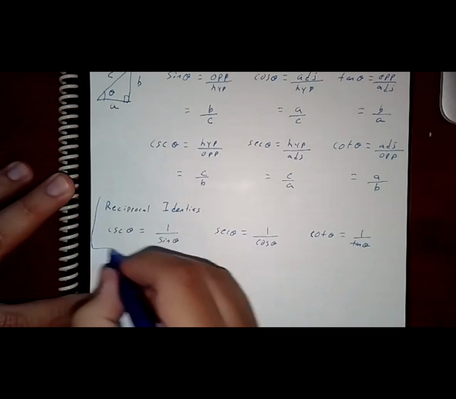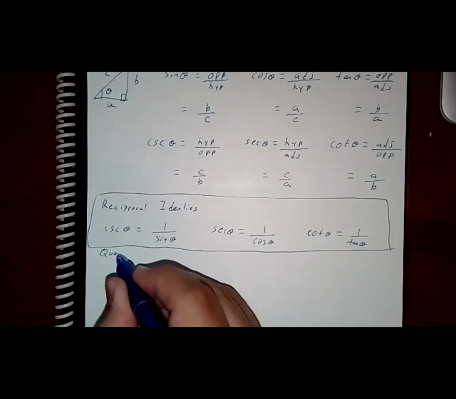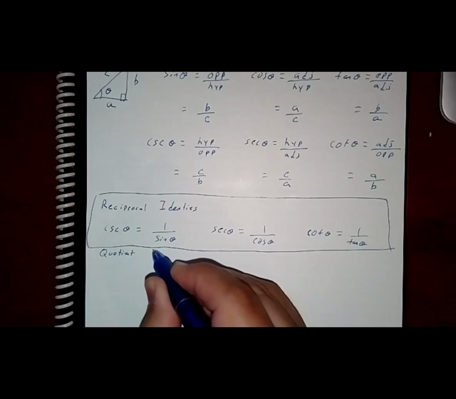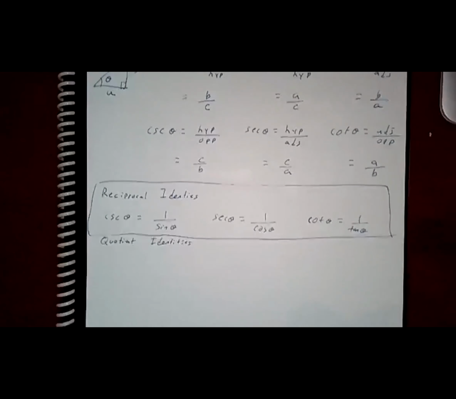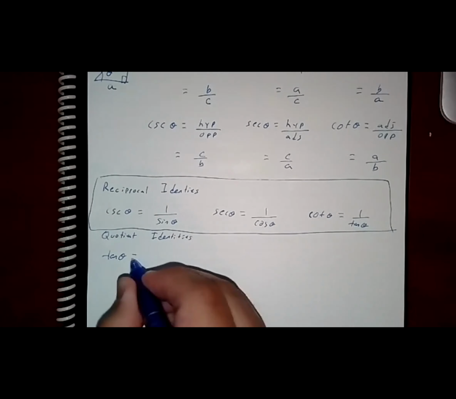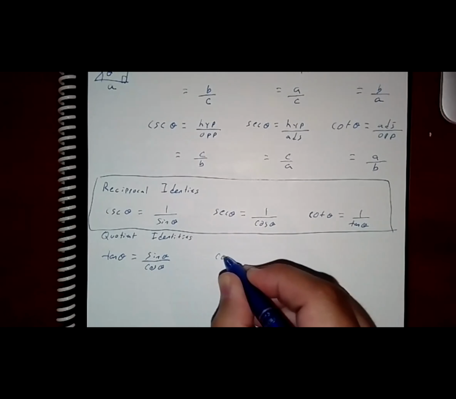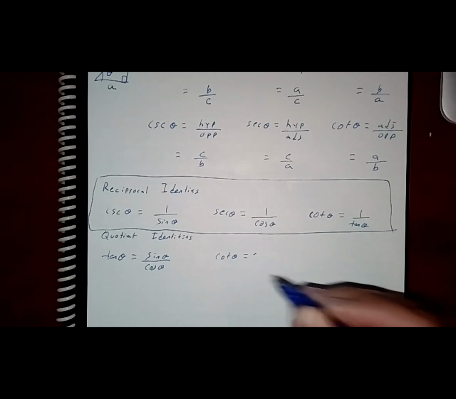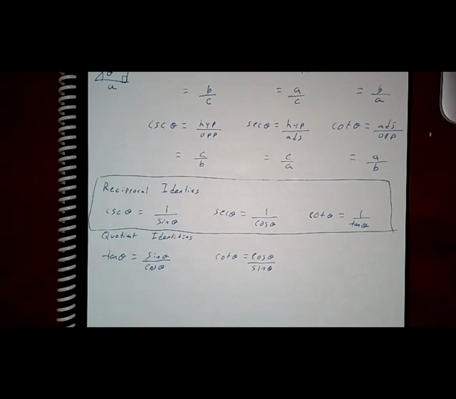All right, so that's one set of formulas here, and then we have our definitions up here. I'll give you another set of identities or formulas, quotient identities. So the quotient is basically the tangent theta. That's going to equal sine theta over cosine theta. Cotangent theta is going to equal cosine theta over sine theta. It's just the reciprocal of those guys.